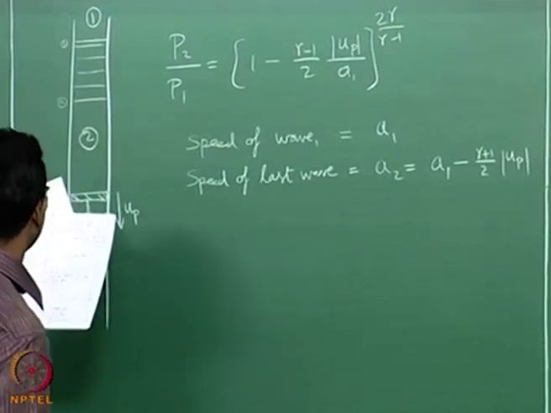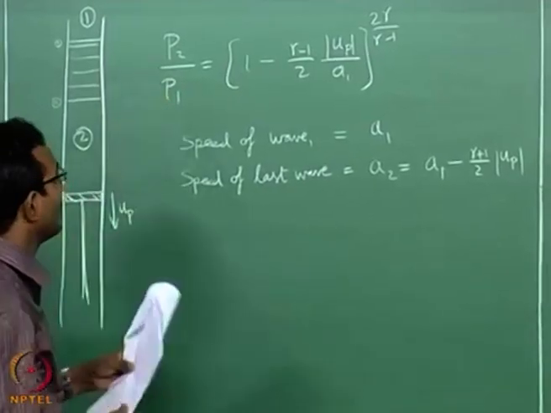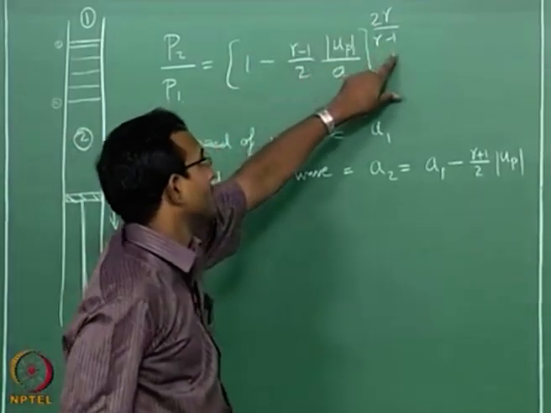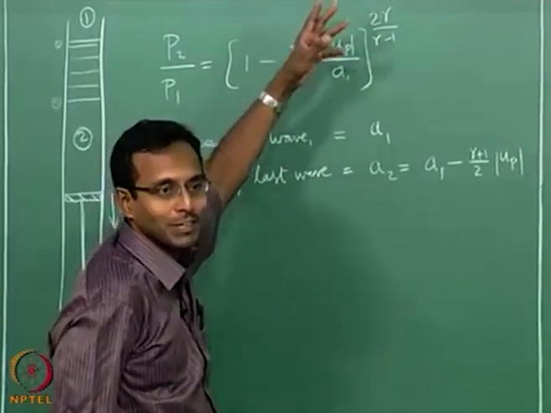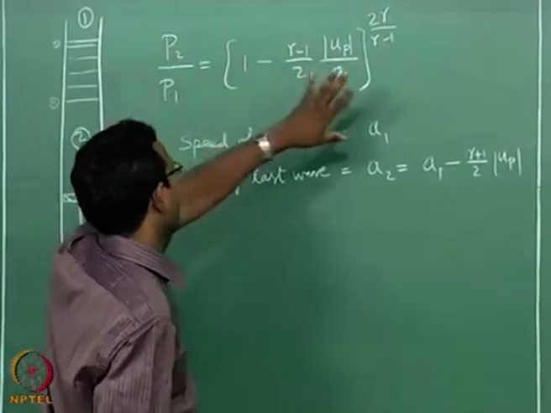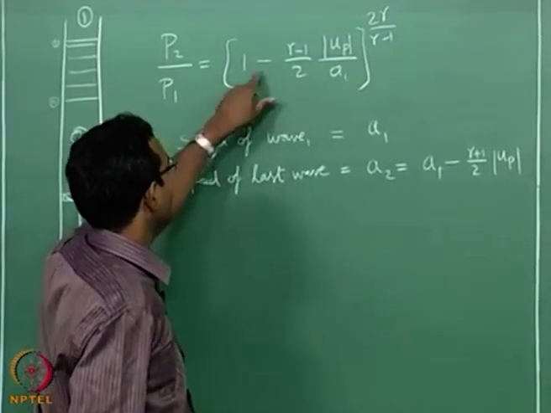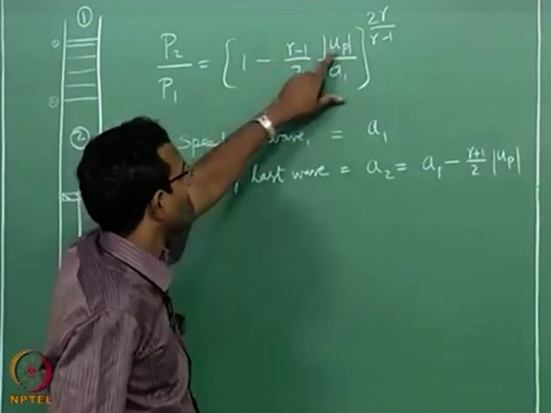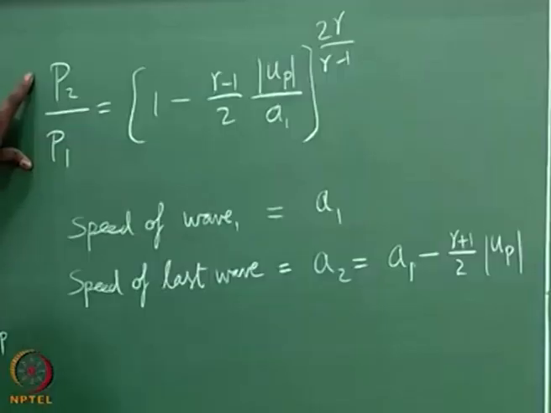Now, if I look at this P2 by P1 expression, it looks a little tricky. If you look at it, this to the power 2 gamma by gamma minus 1 is always going to be more than 1. Definitely more than 1. In fact, it is probably more than 2. We will keep it as more than 1, that is enough for me right now. But the function inside will decrease with UP increasing. If my piston moves faster and faster, my P2 by P1 becomes lesser and lesser.